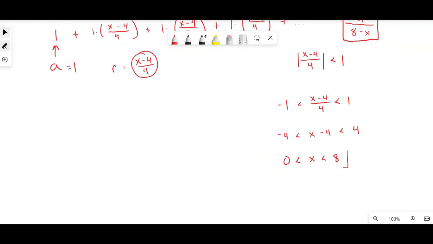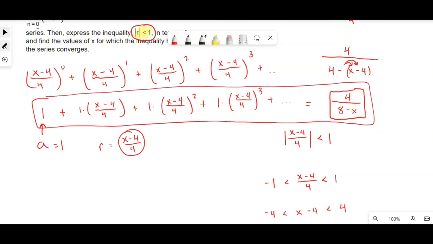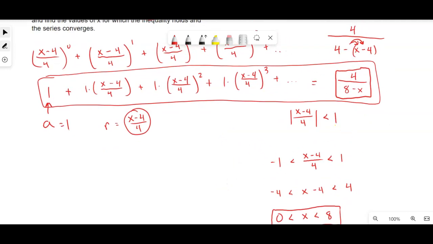So this is the region where this infinitely long series converges to this. Right? This infinitely long polynomial is converging to that function, that's obviously not a polynomial, as long as we're between 0 and 8 on the x-axis. Now let me show you what that means.